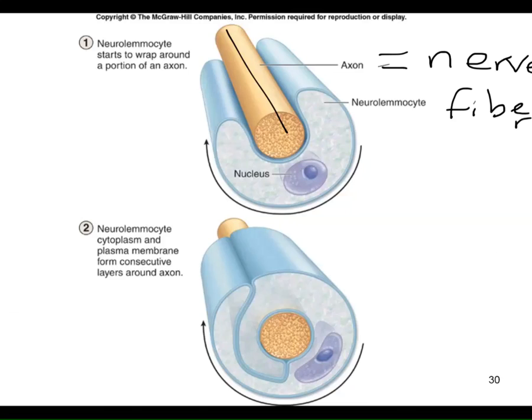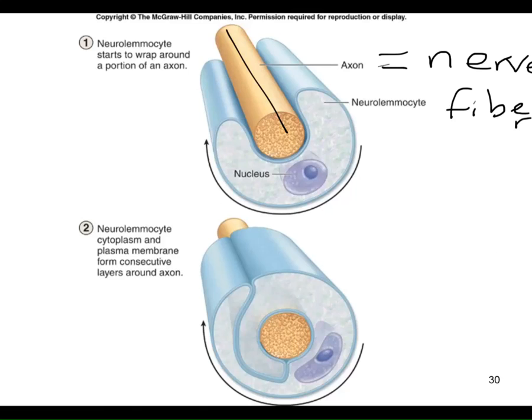So back in connective tissue world, a fiber was what? Collagen fiber, elastic fiber, reticular fiber, proteins. In muscle world, a fiber referred to the entire muscle cell. In neurons, the axon is considered a nerve fiber. Only the axon, the nerve fiber. So the axon is equal to the nerve fiber.